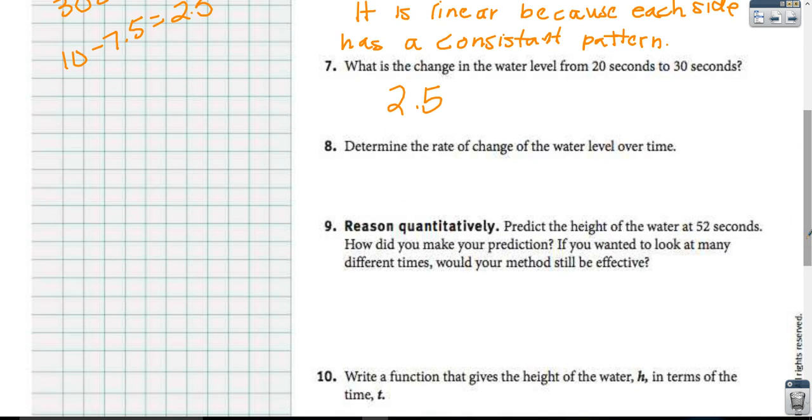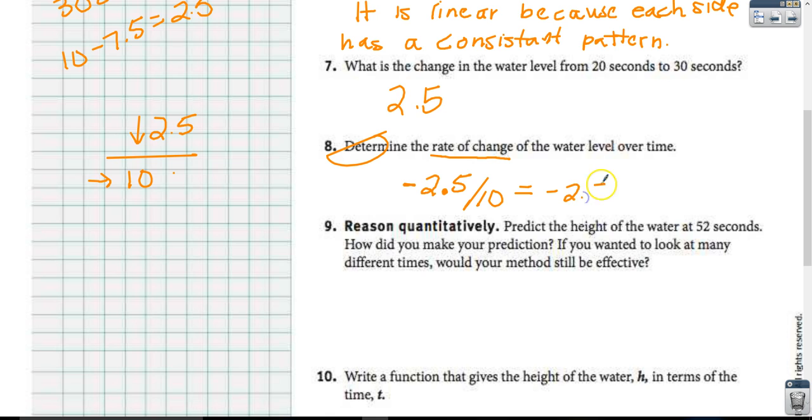Determine the change of the water level over time. So we have already done this, actually. When we did that pattern on our table, we noticed that the height went down by 2.5 and that happened every 10 seconds. Okay, so that's our horizontal one. Now, because it went down, it's actually going to be a negative 2.5 over 10. Now, we do not like combining decimals with fractions, so we're going to actually simplify this. Negative 2.5 divided by 10 is going to give you negative 0.25.